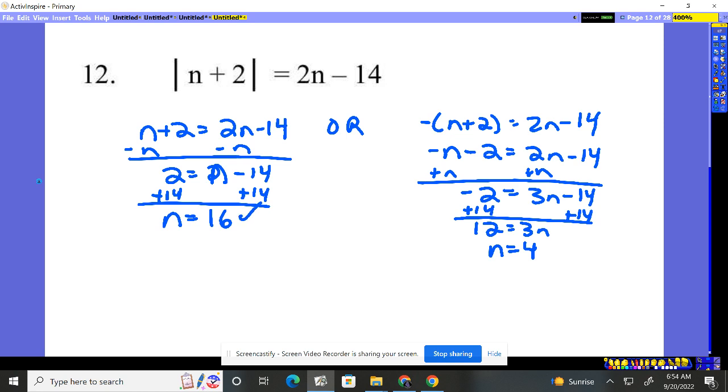Let's plug 4 in. 4 plus 2 is 6. Absolute value of 6 is 6. All right, what about here? 2 times 4 minus 14. That's 8 minus 14. That gives you -6. -6 does not equal 6. That was an extraneous solution. N equals 4 is not one. The only solution we should have put on our page was n equals 16.